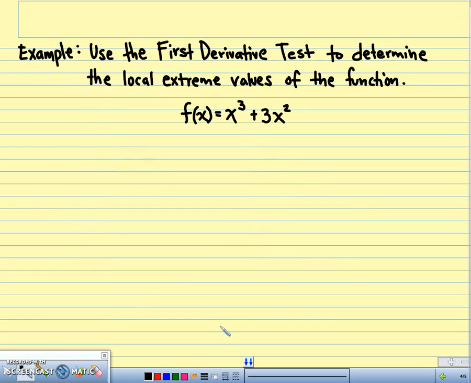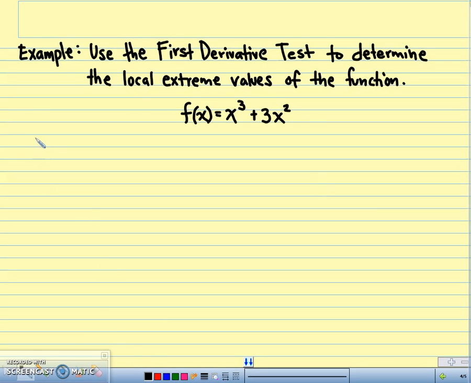So all of that was for your notes, just so you can have it in your notebook as a reference. So hopefully you added that to your notes, and then we will continue with this example. Use the first derivative test to determine the local extreme values of the function. Remember that local extreme values are just the relative extreme values. Your textbook just likes calling it local instead of relative.